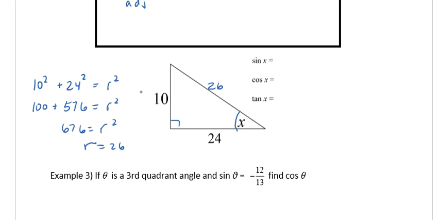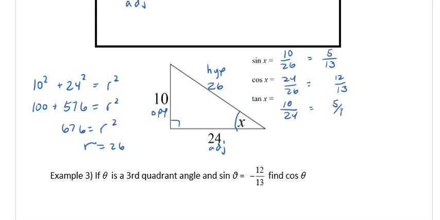So my opposite, my adjacent, and my hypotenuse. Sine is opposite over hypotenuse. And then I'm going to simplify this and I'm going to get 5/13. So you could math frac that if you'd like. 24 over 26, which is 12/13. And tangent, 10 over 24, 5/12.